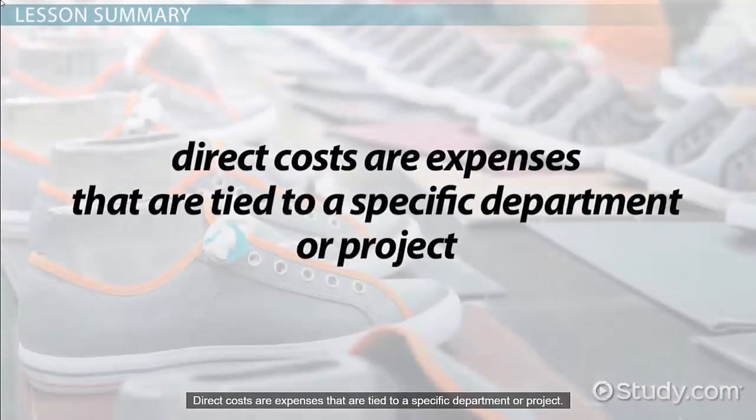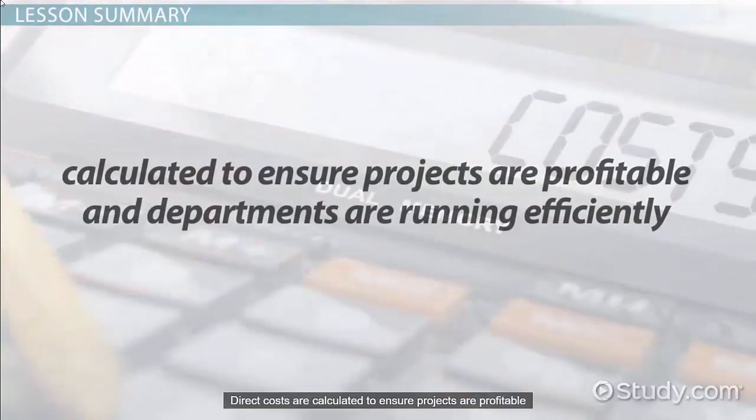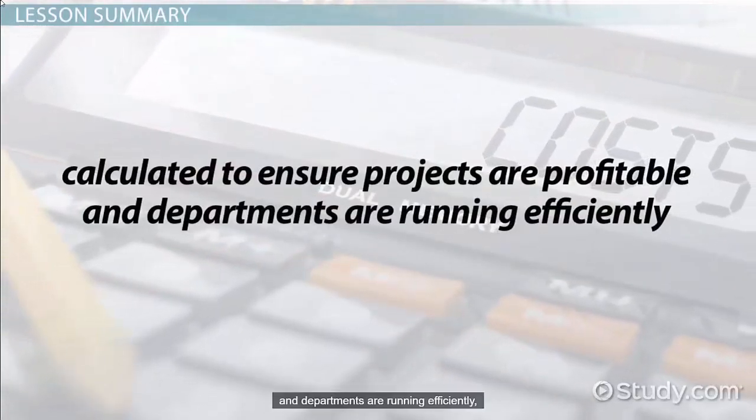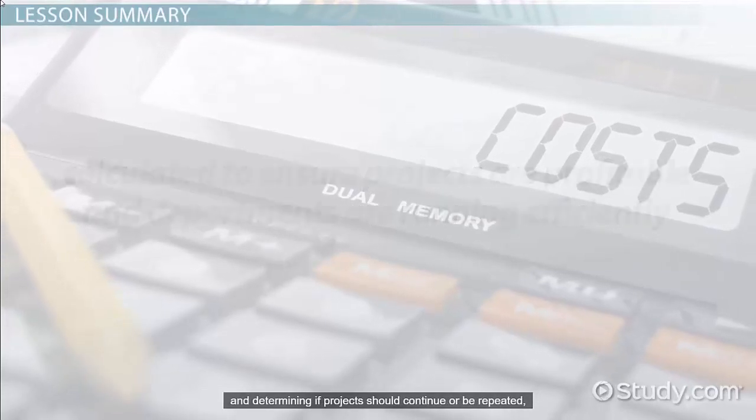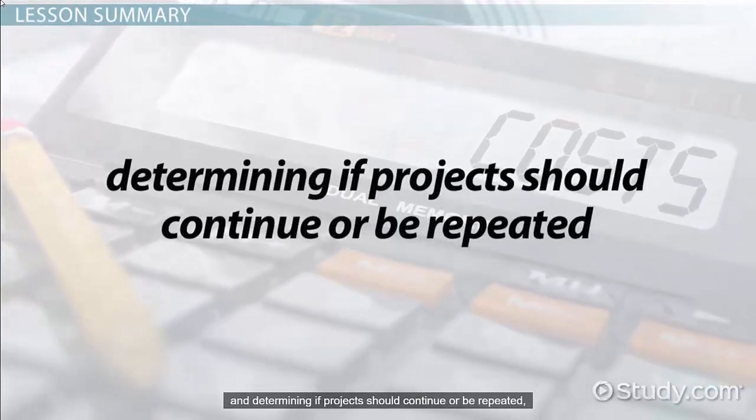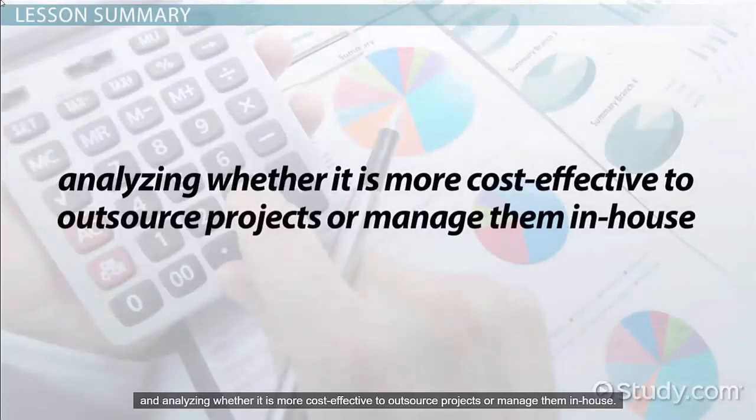Direct costs are expenses that are tied to a specific department or project. Direct costs are calculated to ensure projects are profitable and departments are running efficiently, and determining if projects should continue or be repeated, and analyzing whether it is more cost-effective to outsource projects or manage them in-house.